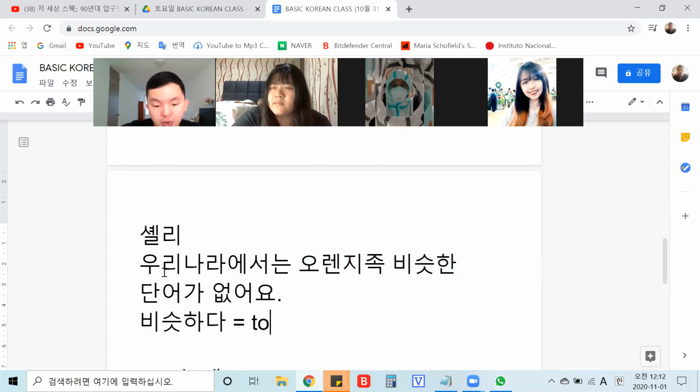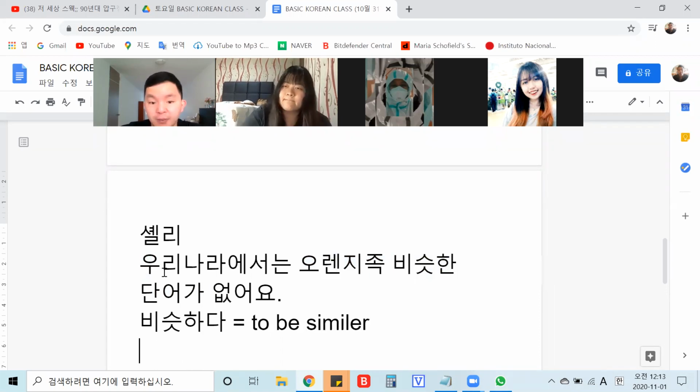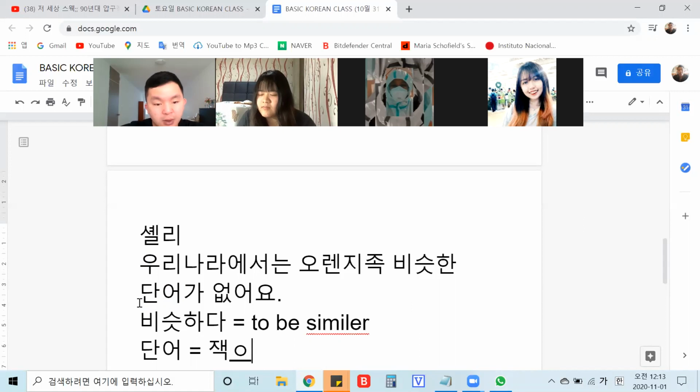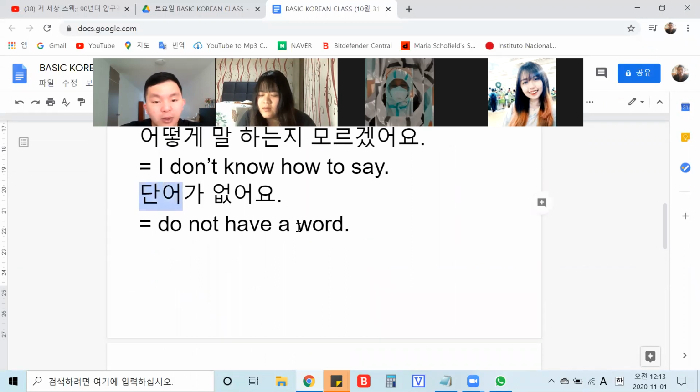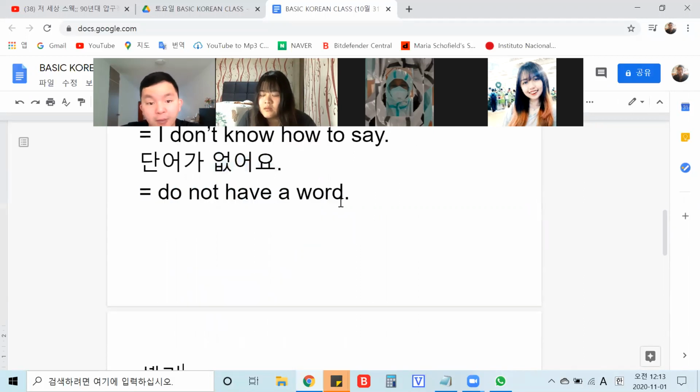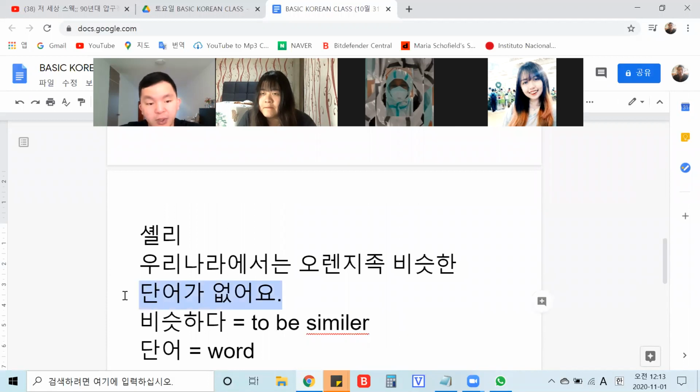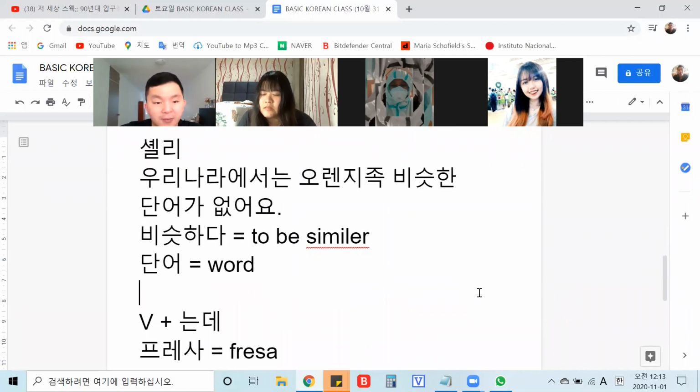비슷하다. Yeah, means to be similar. And the 단어 means word. Already, some of you noticed it because I gave you the answer here. 단어 meaning was word here. 단어가 없어요. 없어요 is from the verb 없다. 없다 means it doesn't have. So which means no word simply like that. Shelly, well done. 감사합니다.